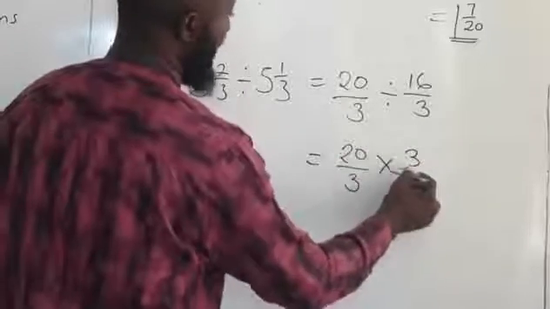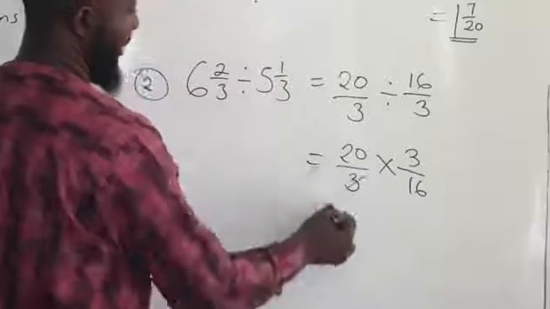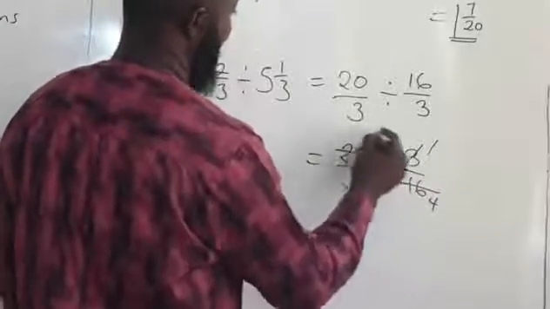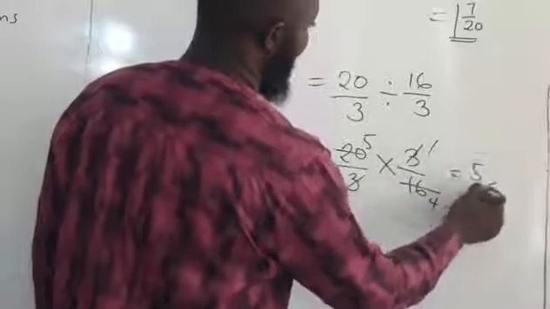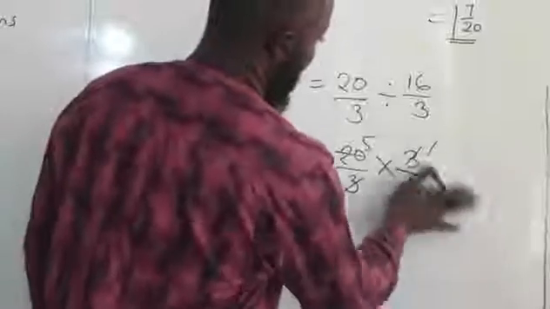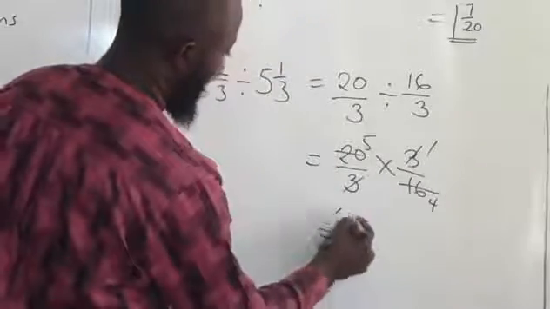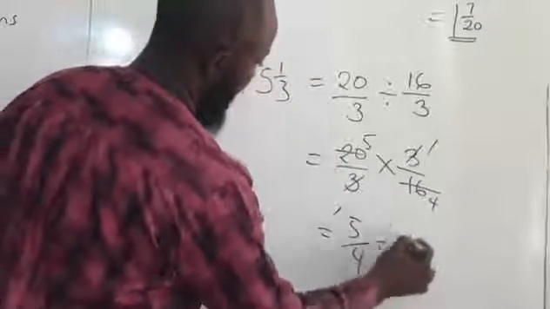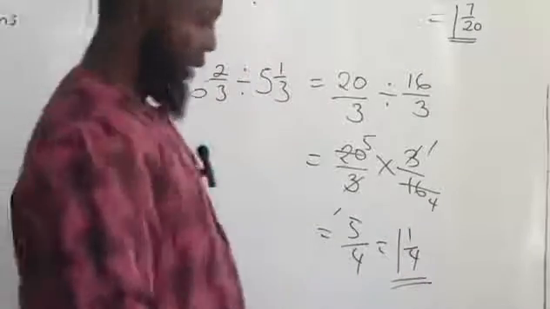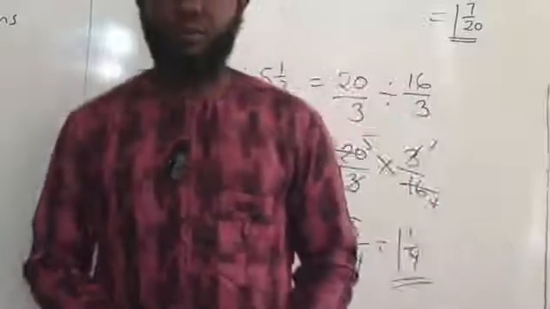That will be 3 all over what? 16. So 3 can go here, 3 can go here 1. 4 can go here 4, 4 can go here what? 5. So we then have 5 all over what? 4, which will give us what? Let me write it here. So this will be what? 5 all over 4, which is 1 whole number, 1 all over 4. So that is that on division of fractions.